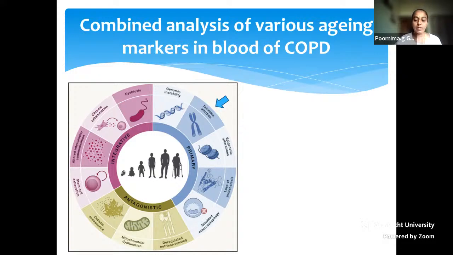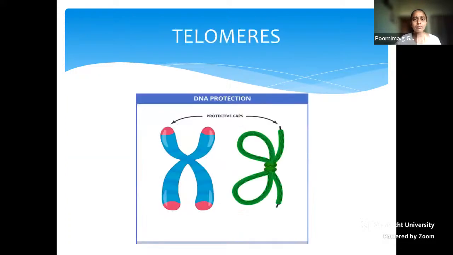The first one is telomere length. What are telomeres? Telomeres are the end caps present on the chromosomes, which protect the chromosomes, as your shoelace is protected by a plastic wrap. Like that, the chromosomes are also protected by the telomeres.